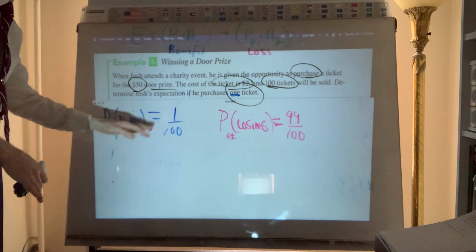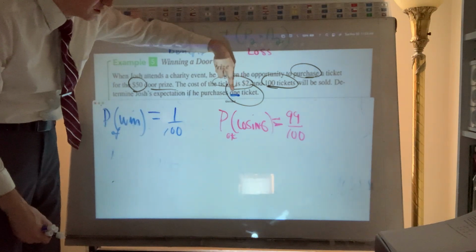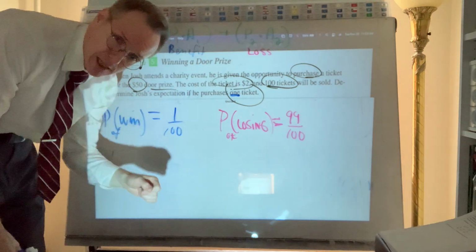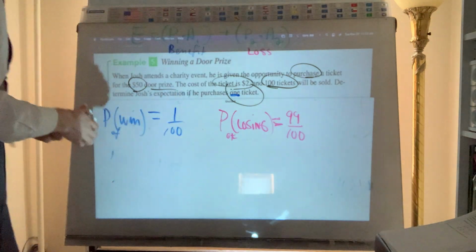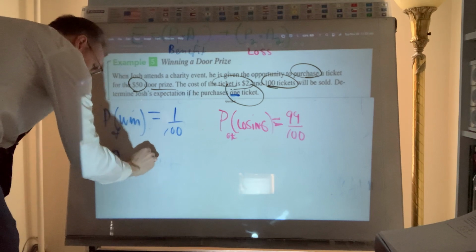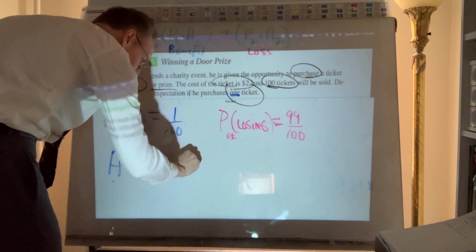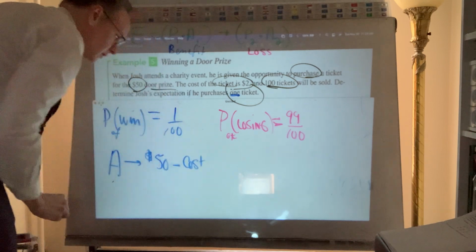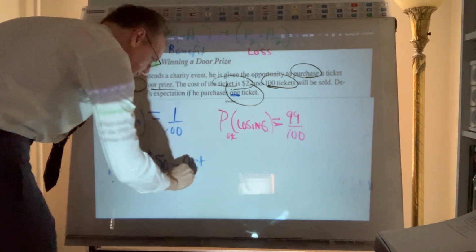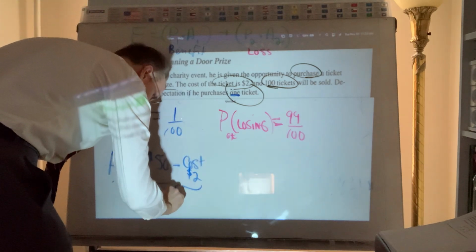But because the person is presumably purchasing a ticket this time, one ticket, we have to factor that in when we're considering the benefits. So the benefit, the A amount, would be in this case the prize amount of 50 minus the actual cost to the person. If it's one ticket, it's going to be $2 less than that. So that means that overall, this is really $48.